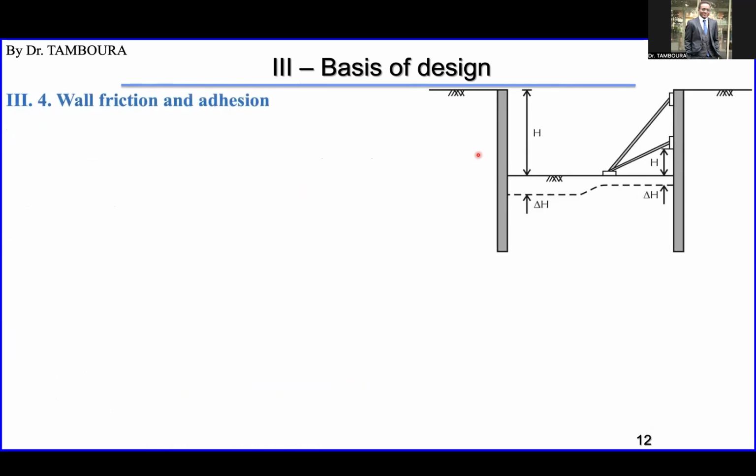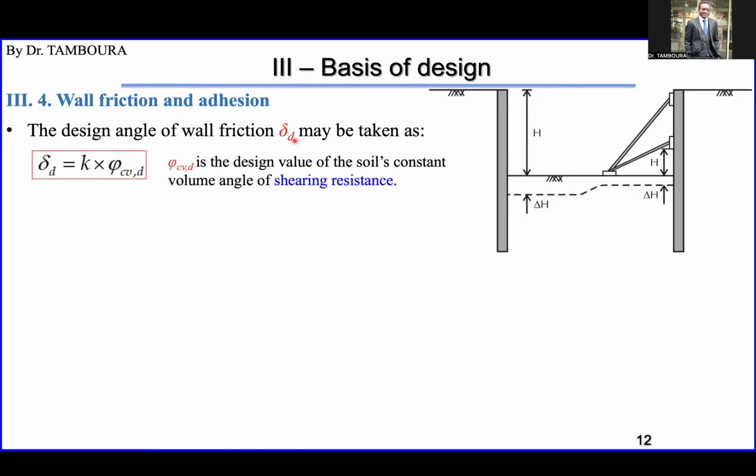Okay, next we are going to talk about wall friction and adhesion. We need that also to design the wall. For the wall friction, we will talk about this angle, the angle of wall friction, small delta, delta D. D as design value, not characteristic value.